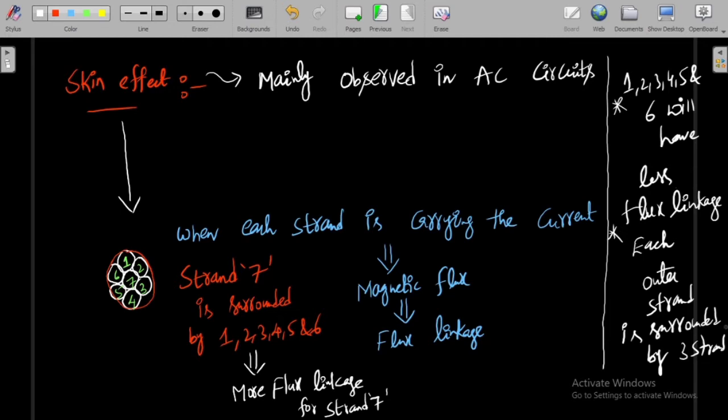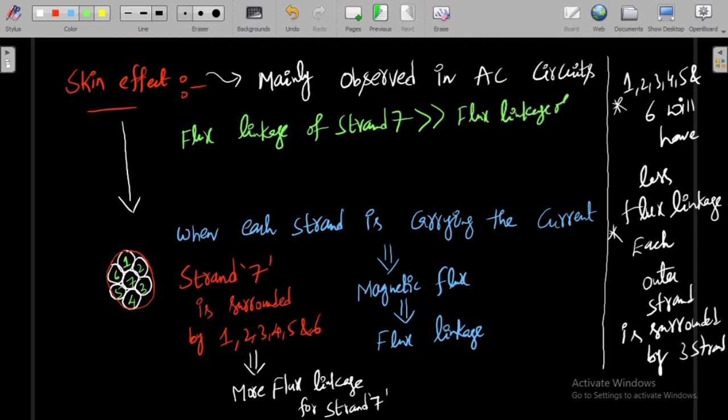So the flux linkage of strand 7, let me write it in a single sentence form: flux linkage of strand 7 is very much greater than flux linkage of 1, 2, 3, 4, 5 and 6. So the inner strand has more flux linkage and the outer strands have less flux linkage.